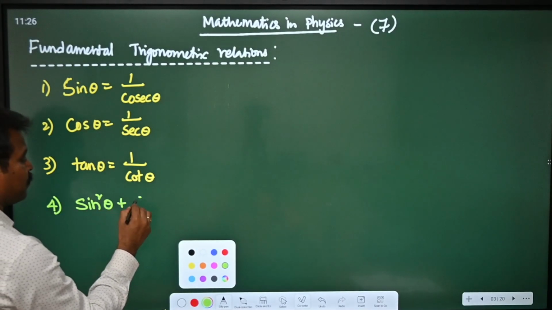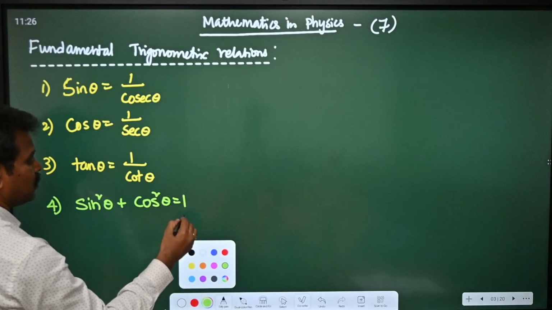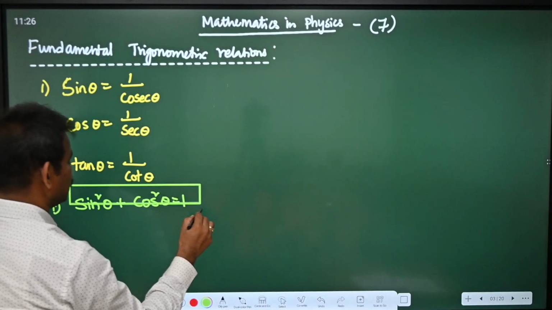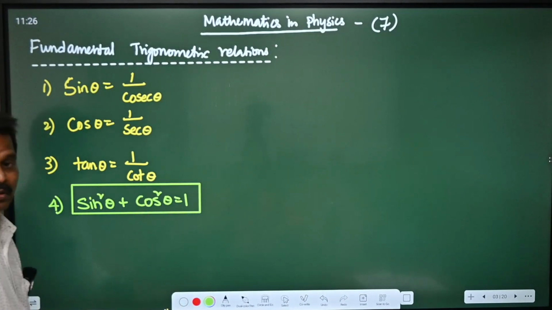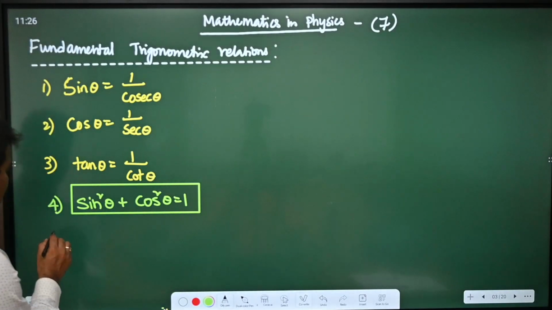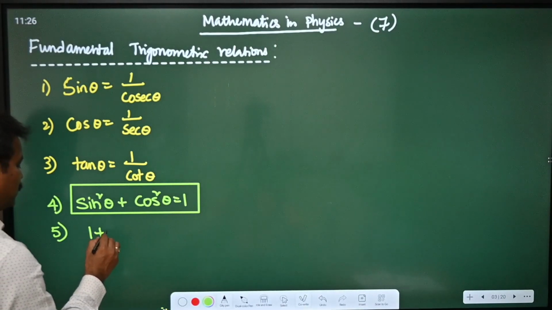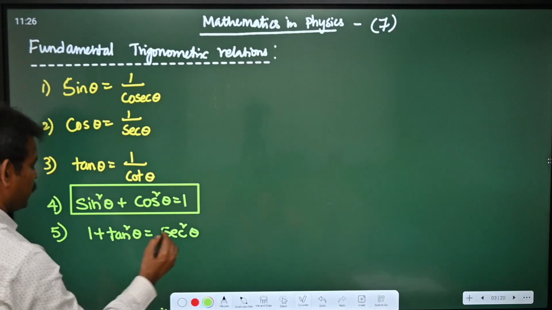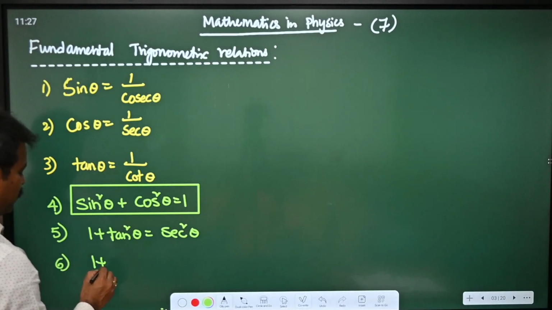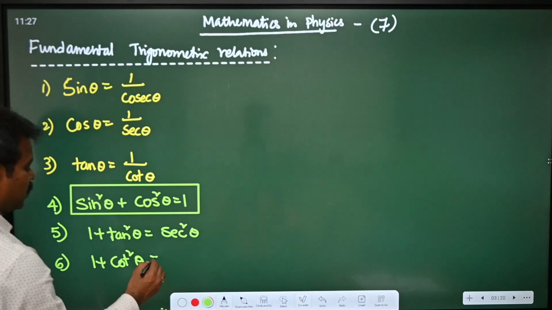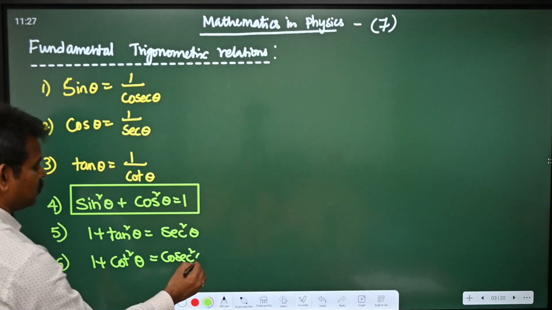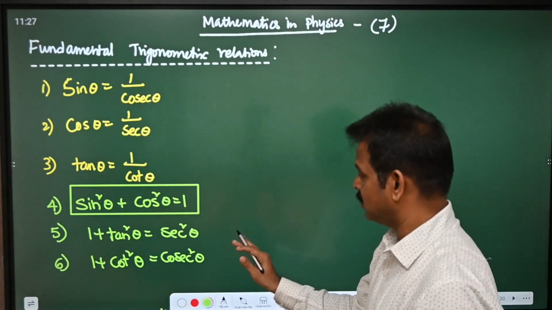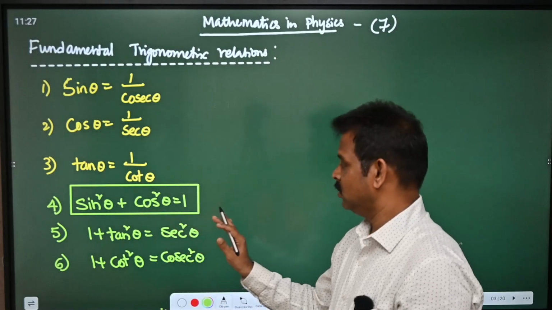Sin square theta plus cos square theta is equal to 1. You might have used this one so many times in 10th class, and we are going to use this so many times in PUC also. Most important. And the fifth one, 1 plus tan square theta is equal to secant square theta. And sixth one, 1 plus cot square theta is equal to cosecant square theta. You might have proved these relations in 10th class, but for PUC you have to remember it very carefully.